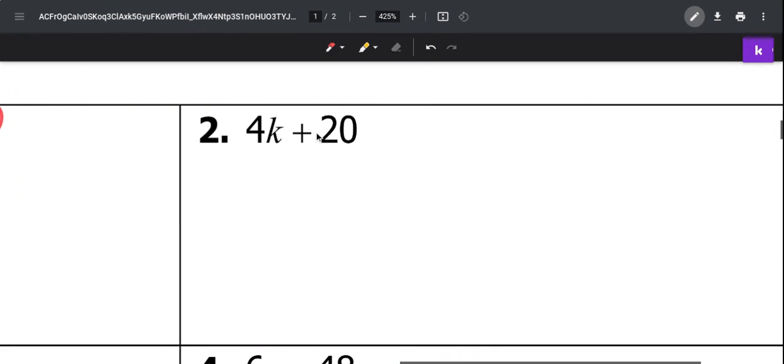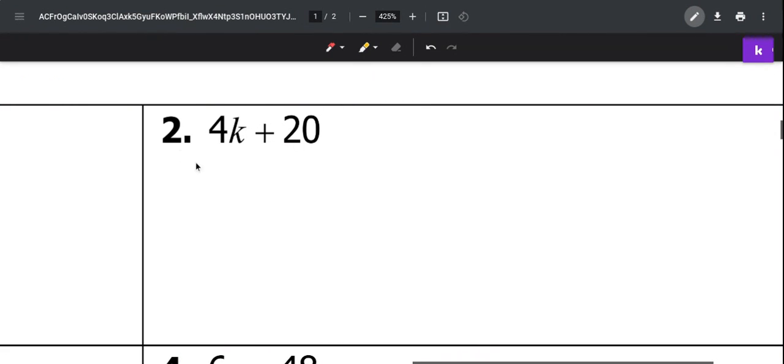So number 2. Number 2, we have 4k plus 20. So we want to factor this. So we want to look at 4 and we want to look at 20. Right now, we can kind of ignore the k. When we get to some harder versions of this, you will have to pay attention to that k. But for now, we can ignore it.